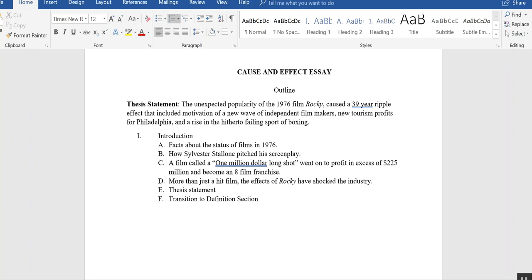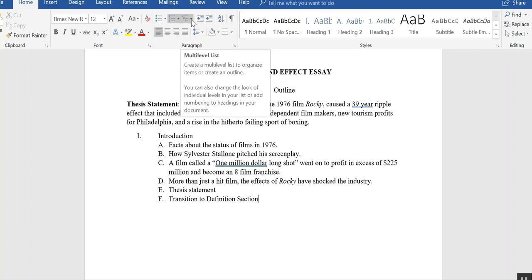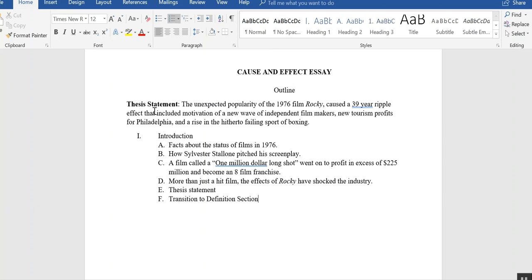Creating this cause and effect outline according to the directions from the tutorial for setting up an outline on Word, and I just wanted to demonstrate real quickly before I get into the outline how I am using that outline function. I followed the directions. I typed in the word outline.